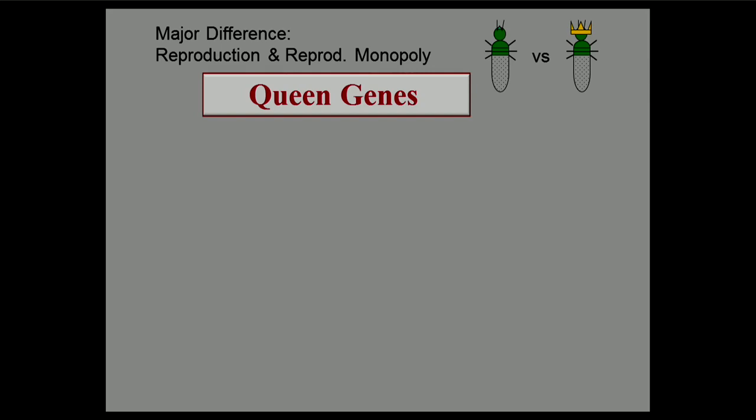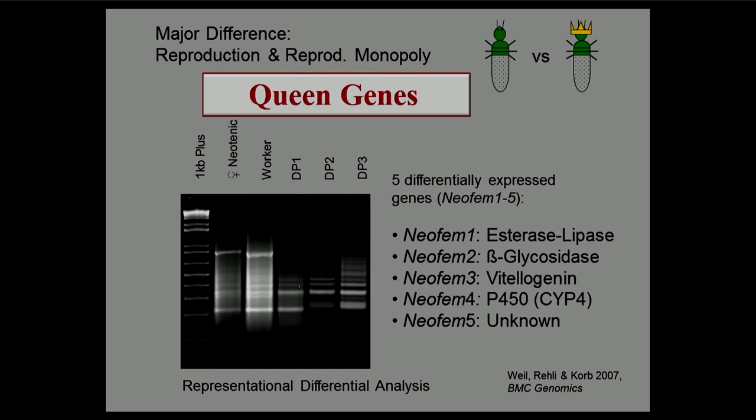This was more than 10 years ago, and at this time we didn't have many genetic resources. So what we used was a so-called representational difference analysis, where we could identify genes which are highly overexpressed in neotenic females compared to workers.